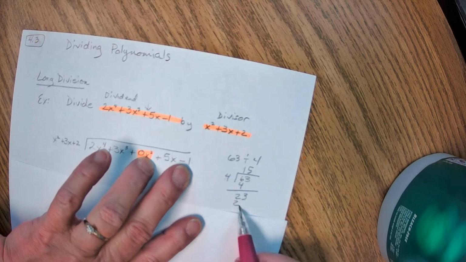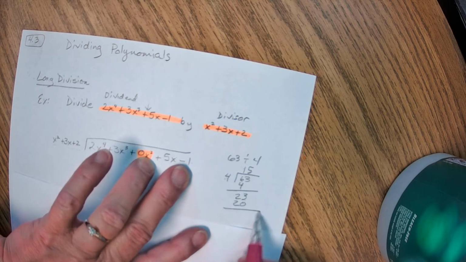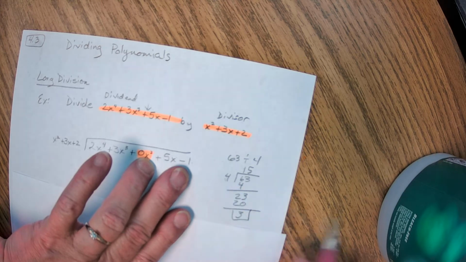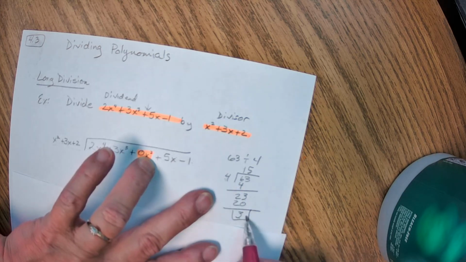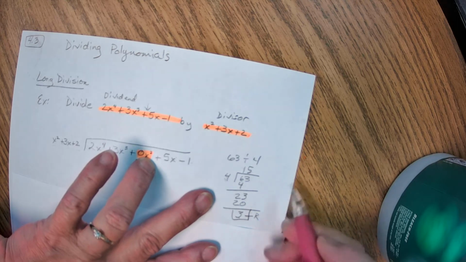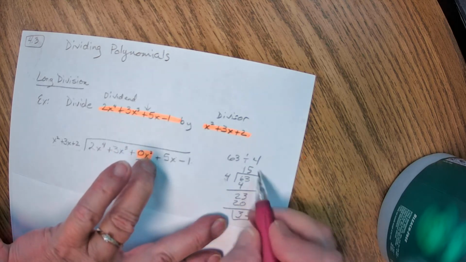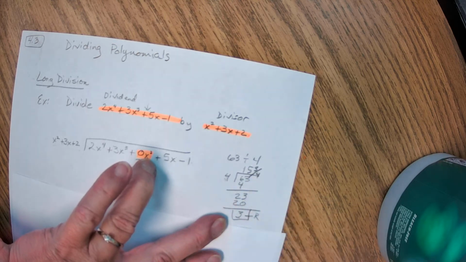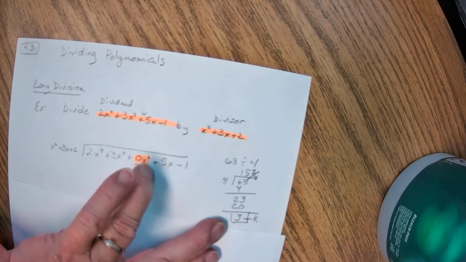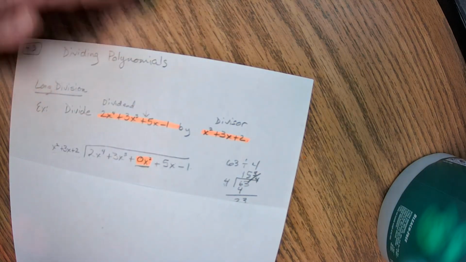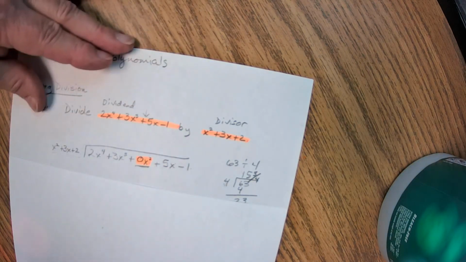5 times 4 is 20. And when you get to the point where this number is less than what you're dividing by, in other words, your divisor, this is the remainder. So your answer is 15 and the remainder over the divisor. So the answer is 15 and 3/4. Same algorithm is going to be applied, except now it just looks a little more complicated.